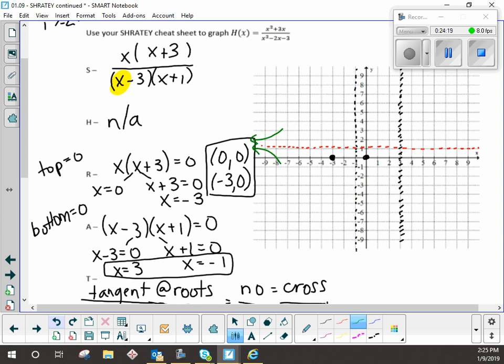Okay? Do you want me to explain that again? Because it feels a little bit like voodoo nonsense, like I'm just making up stuff. No, you're good? All right. Because of that red line, because as it goes to negative infinity, I know the graph is going to approach that red line.